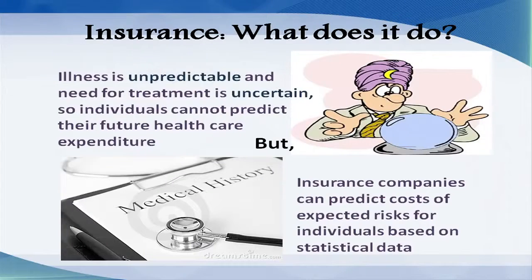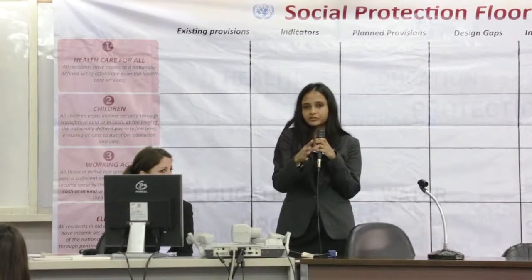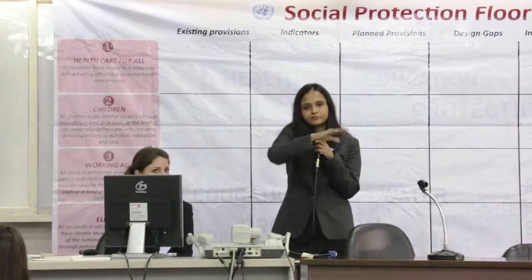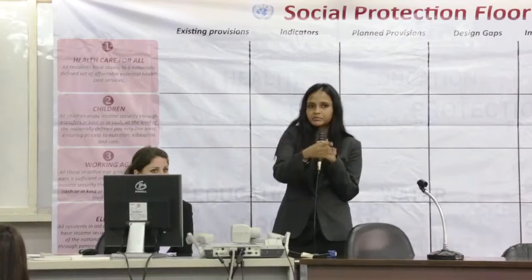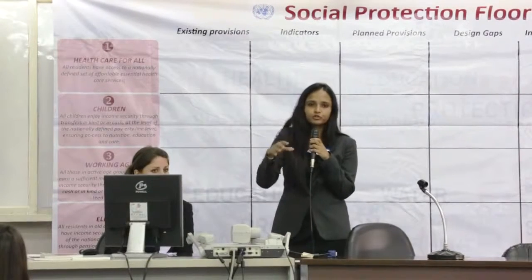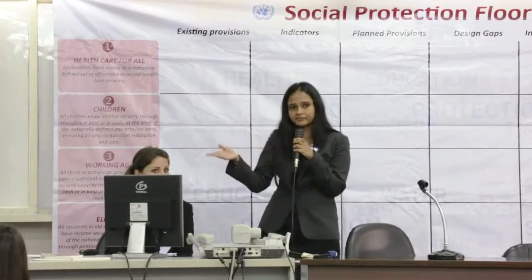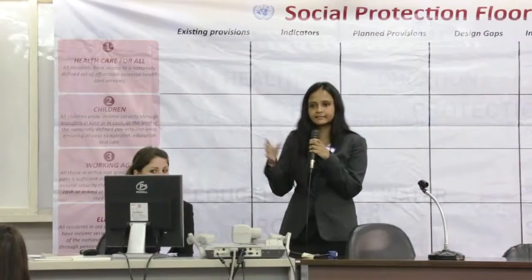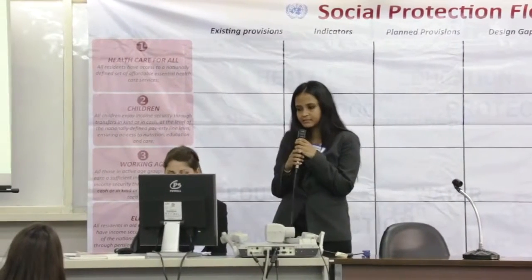So we come to what insurance does and how it functions. As an individual, I do not know when I'm going to fall ill and how much I'm going to spend on my health care, but an insurance company has a lot of statistical data. They know that in this city we have a lot of people in, let's say, the 25 to 30 age group, and that people in this age group have this probability of catching some illness. So based on this statistical data, they can predict the healthcare expenditure.